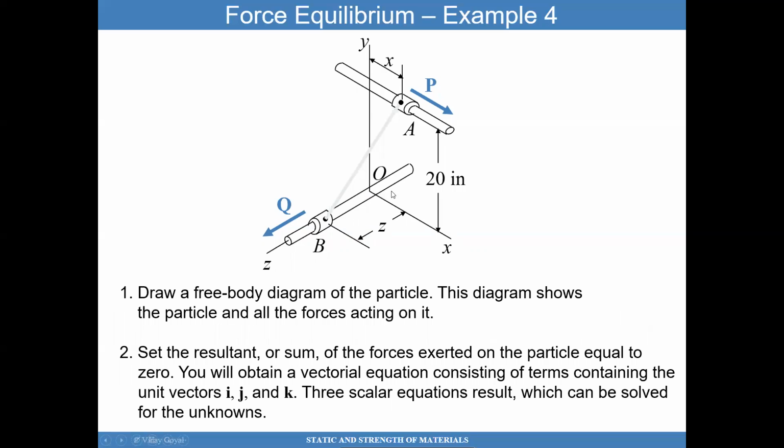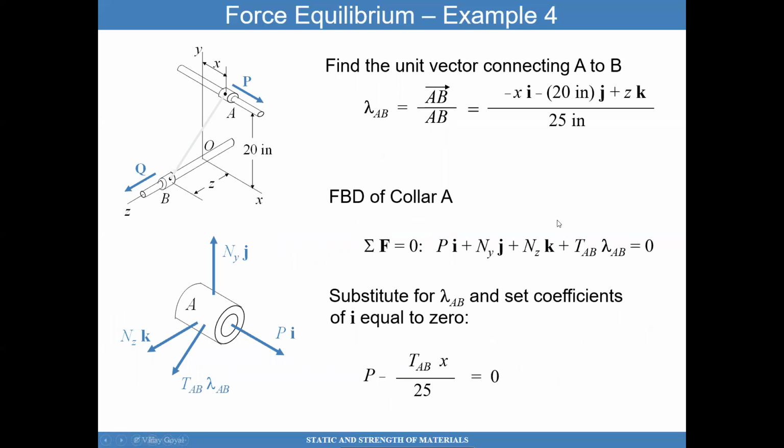So the strategy is to first draw a free body diagram of the particle. This diagram shows the particle and all the forces acting on it. Then we will set the resultant, or the sum of forces, on the particle equal to 0. That will be the strategy that we're going to be using. The first step is to find a unit vector connecting A to B. What is a unit vector? To do that is very simple.